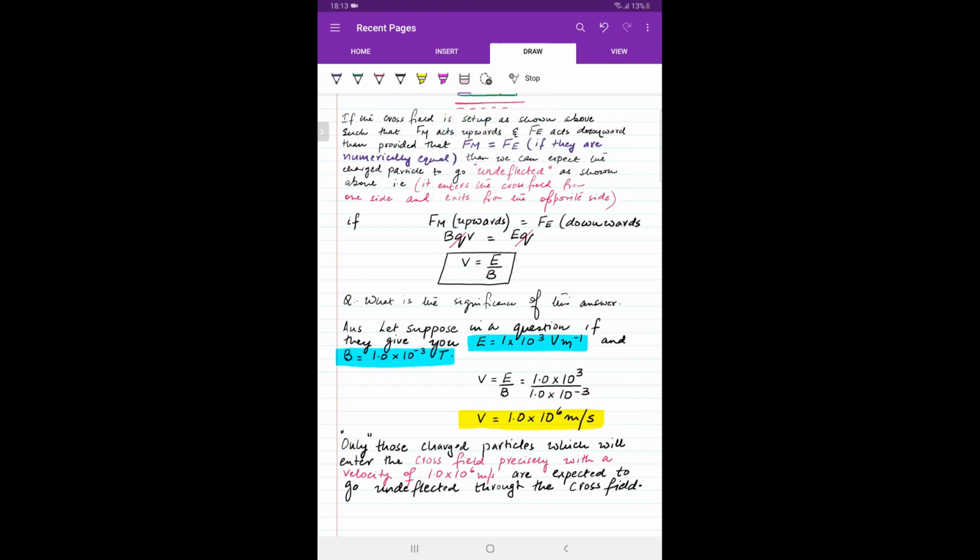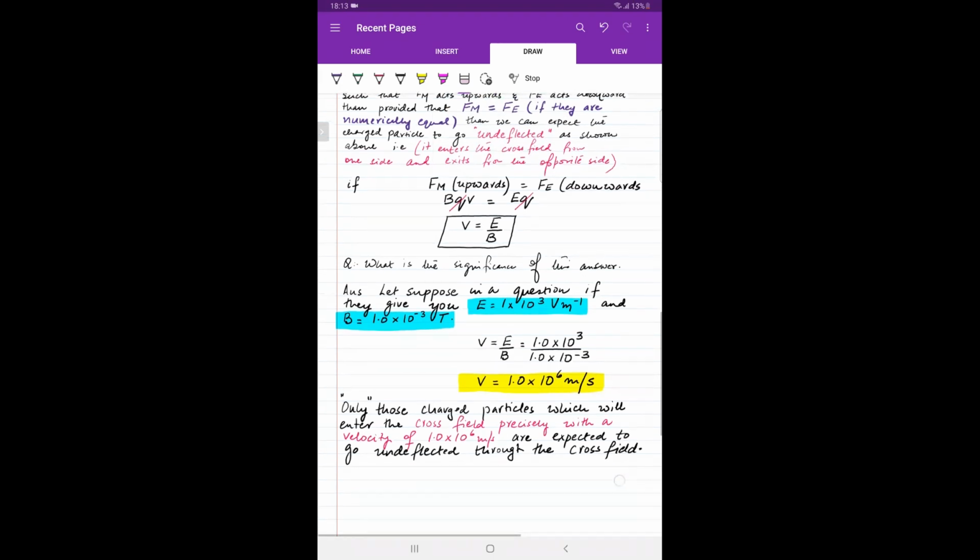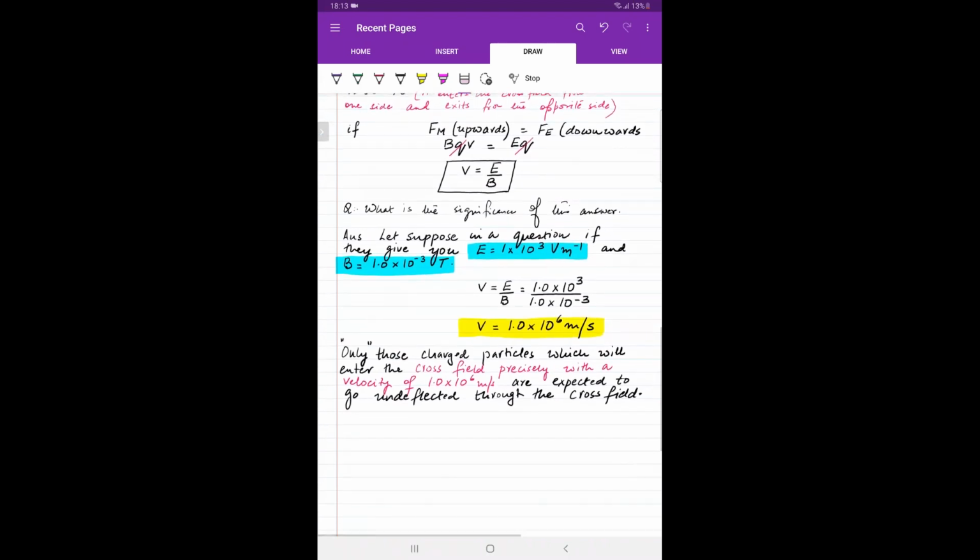Okay? Up, let me set up a question. Like for example, imagine करें कि अगर आपको एक scenario given हो, there are three charged particles. A, B, and C all entering a cross field.